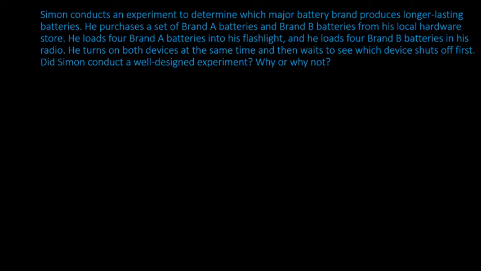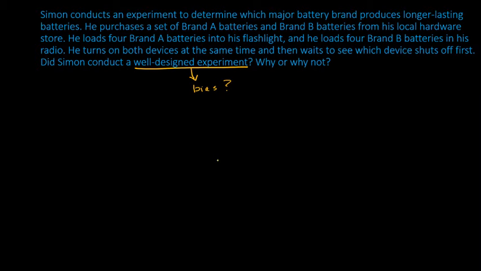Simon conducts an experiment to determine which major battery brand produces longer lasting batteries. He purchases a set of brand A batteries and brand B batteries from his local hardware store. He loads 4 brand A batteries into his flashlight and he loads 4 brand B batteries into his radio. He turns on both devices at the same time and waits to see which shuts off first. Did Simon conduct a well-designed experiment? Why or why not? You'll see a lot of questions asking you this. Is it a well-designed experiment? In other words, is there some sort of inherent bias that is not accounted for?